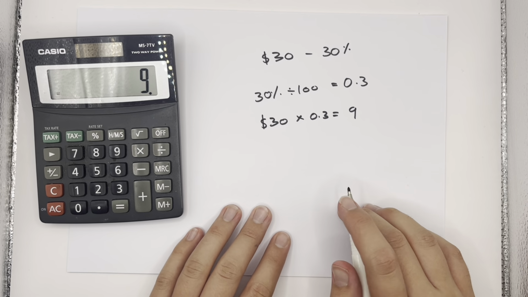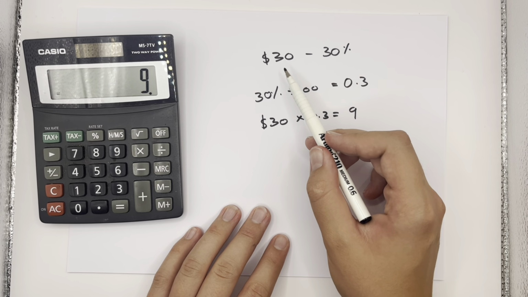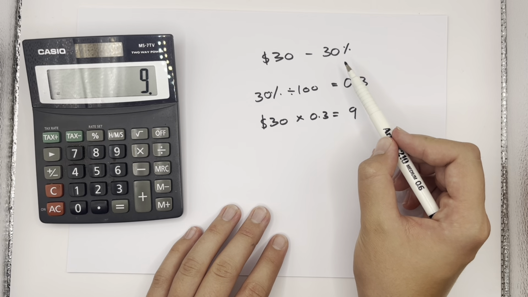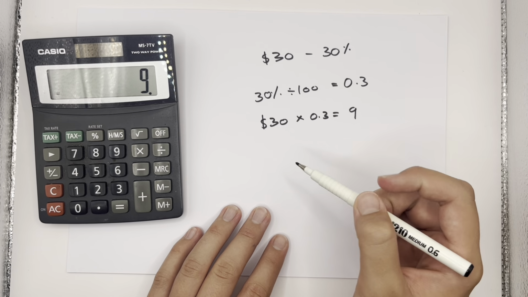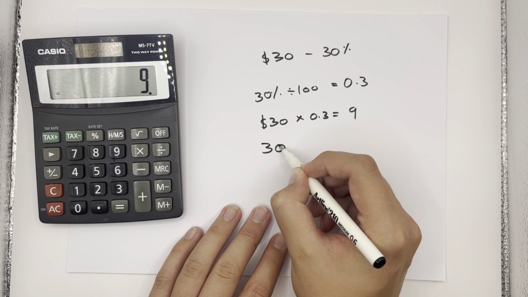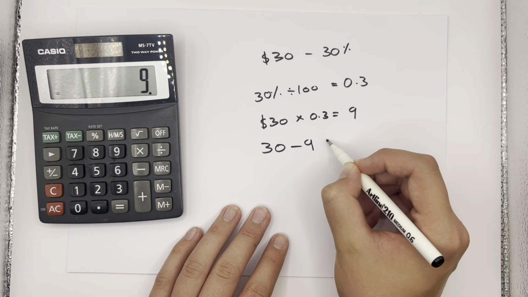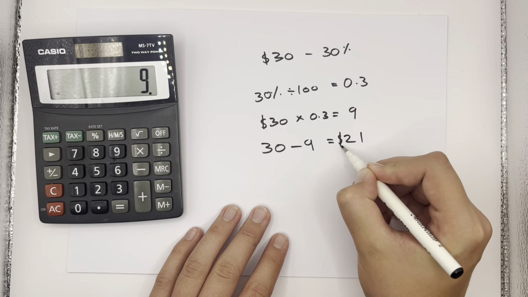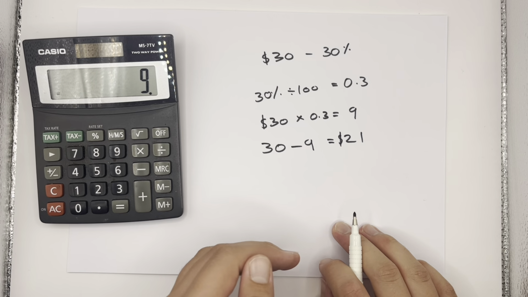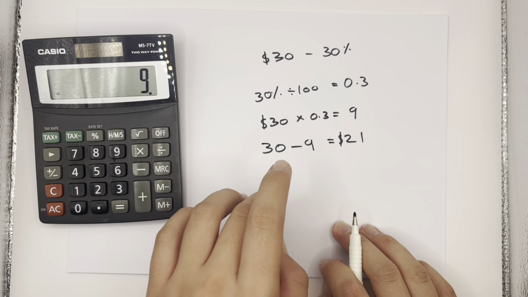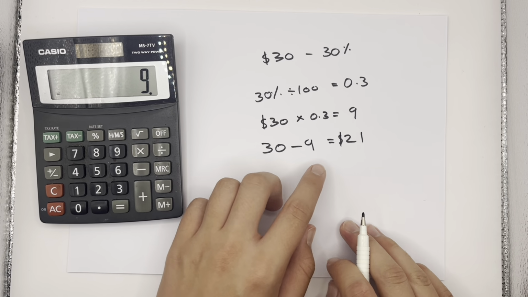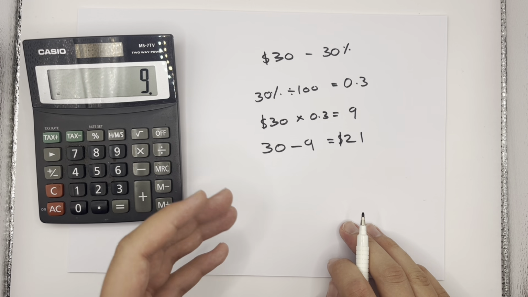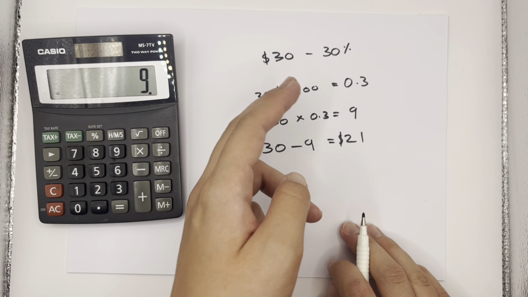What do we do here? Well, if we know that 30% of 30 is 9, and we know it's 30% off, then we just minus 9 from 30. So 30 minus 9 equals 21, or $21. So that's the cost of the t-shirt now. So it's gone from $30, and because of the 30% discount, it's now $21. But there's another way that's quicker to work out how much was taken off.